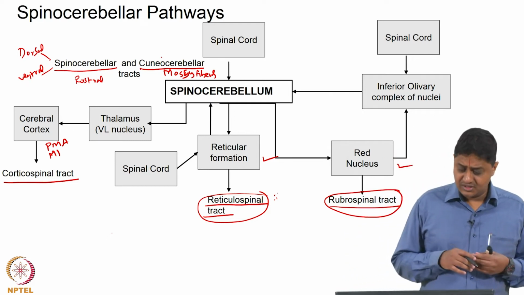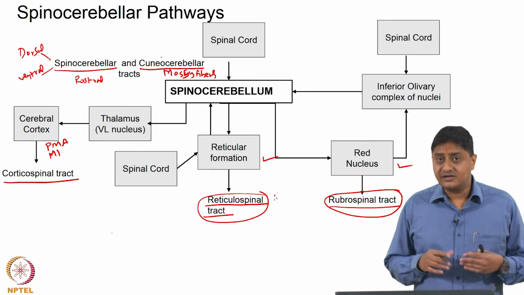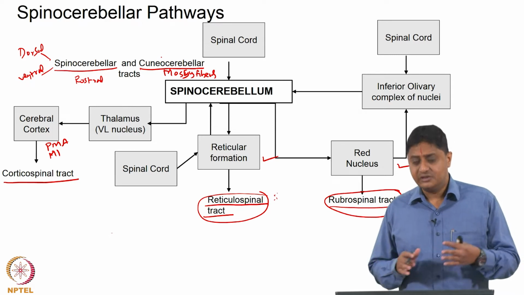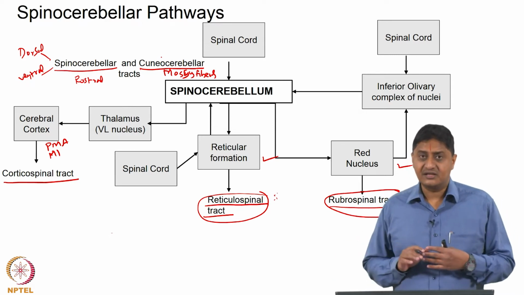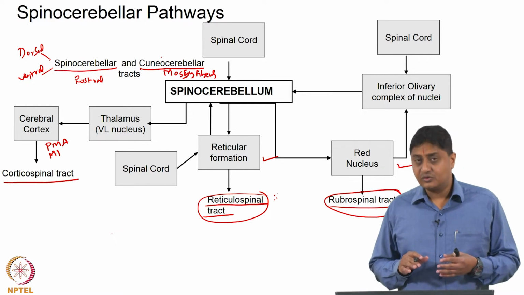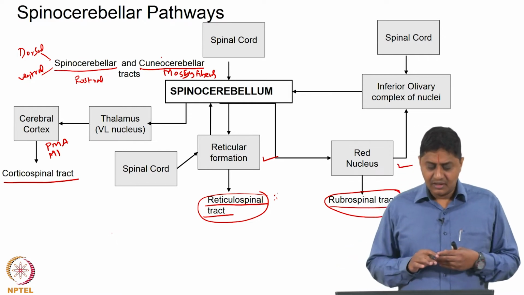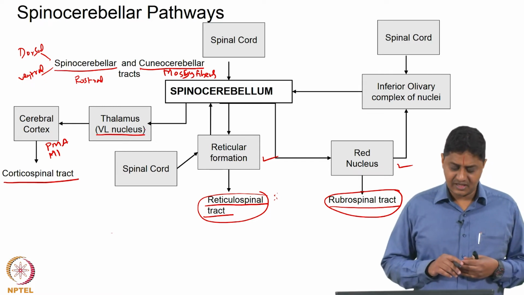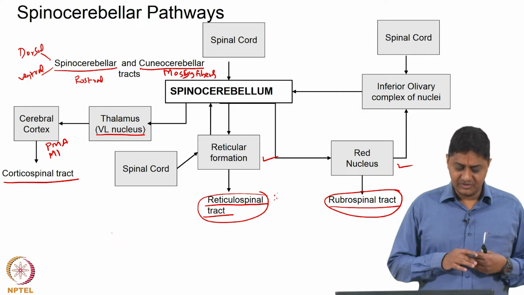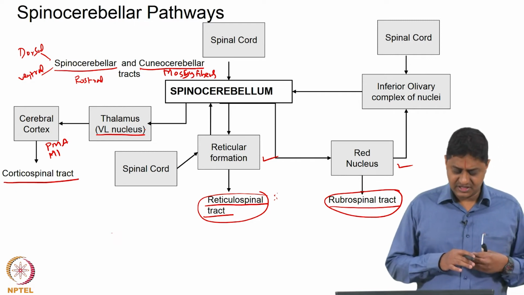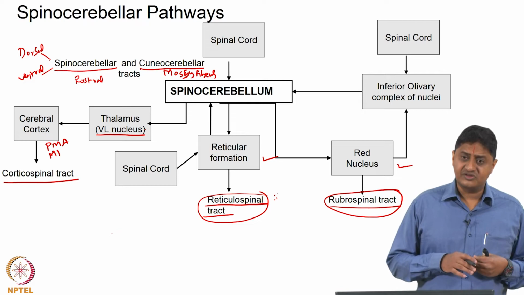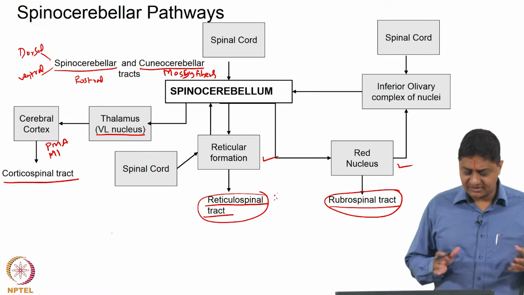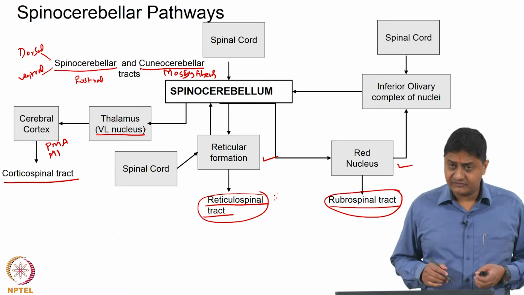And what are the major outputs? The major outputs are via the reticular formation and red nucleus, projecting respectively to the reticulospinal tract, and the red nucleus projecting to the rubrospinal tract. The other output is via the thalamus, the ventrolateral nucleus of the thalamus, and from there to the motor areas of the cerebral cortex, and further from the motor areas to the corticospinal tract. So, these are the major inputs and outputs of the spinocerebellum.